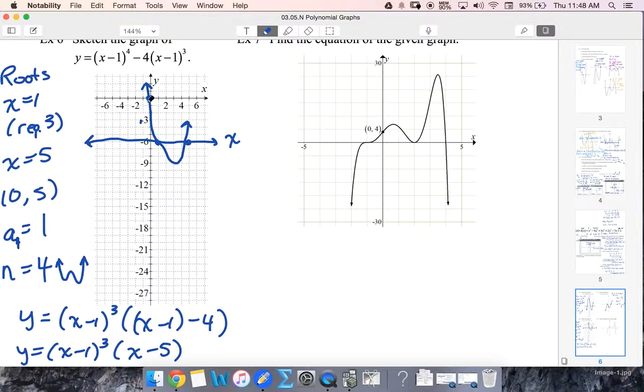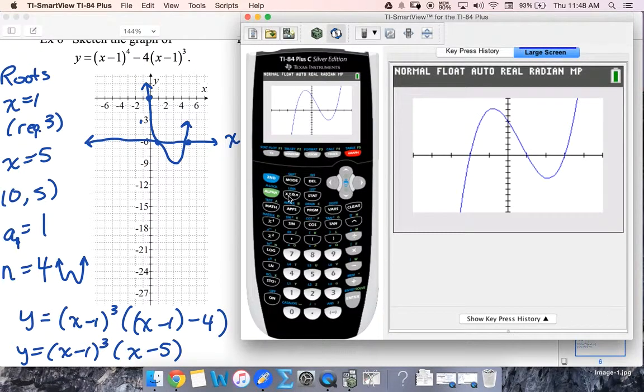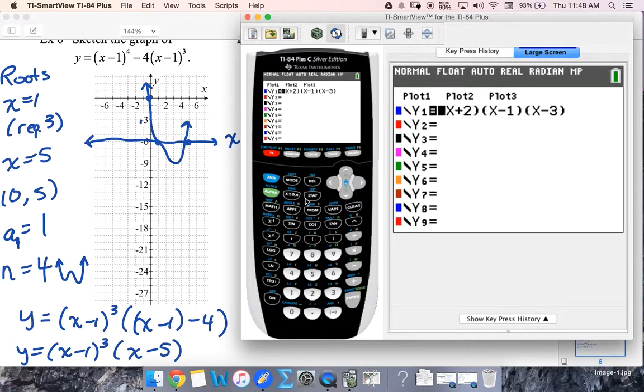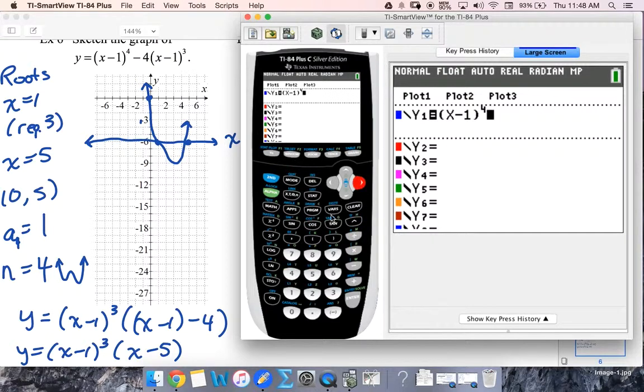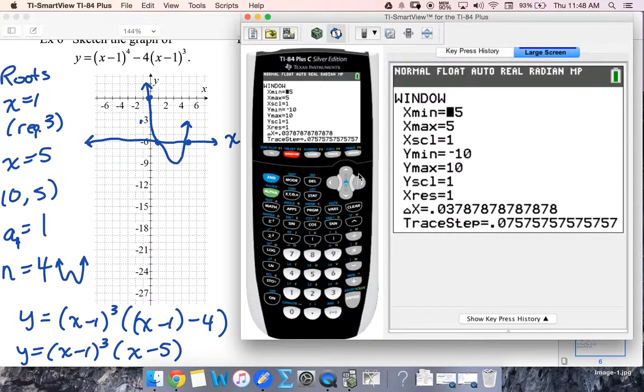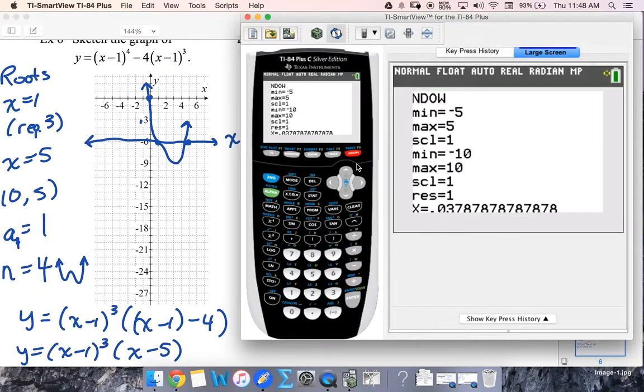Not quite sure why our scale is so off here. Let's go look at the picture and see if we can figure that out. So I'm going to clear that out, x minus 1 to the 4th power minus 4 times x minus 1 to the 3rd power. Right now, our window is what we had it set before, negative 5 to 5, negative 10 to 10. Let's just look at it on that window.